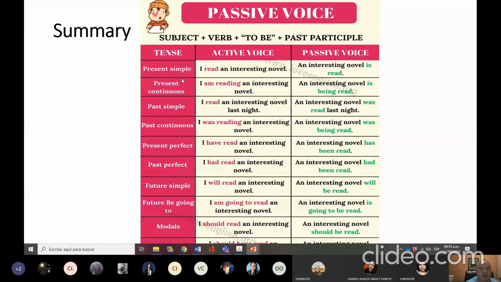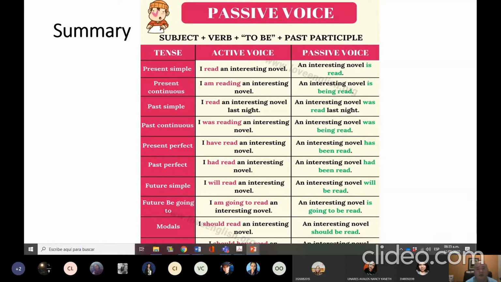What is the second tense that we use for passive voice? We can use passive voice in present continuous form. Let's take a look at the example. I am reading an interesting novel. An interesting novel is being read. Past simple. I read an interesting novel last night.